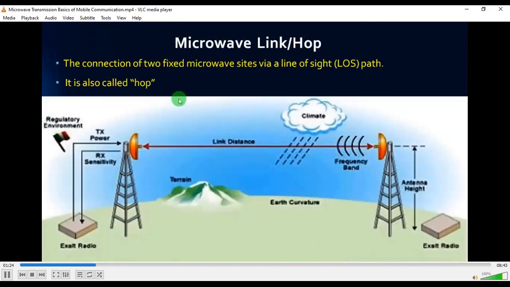Now, the microwave link. So what is a microwave link? It is the connection of two fixed microwave sites via a line of sight path. This is the connection of the two line of sight sites, right?